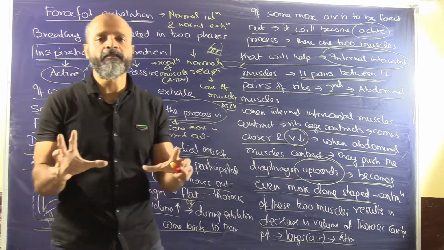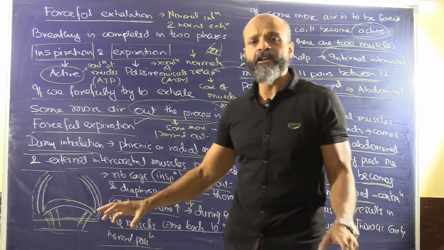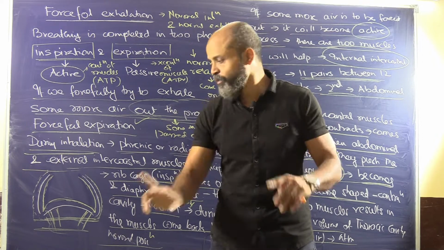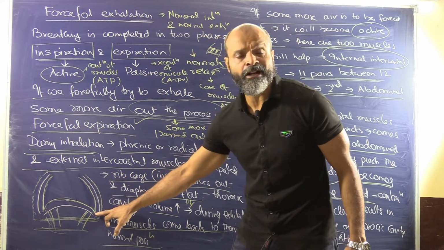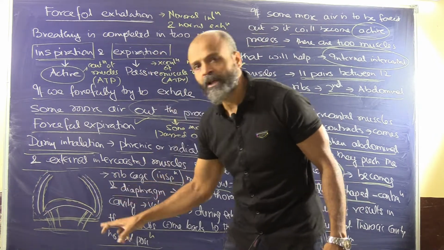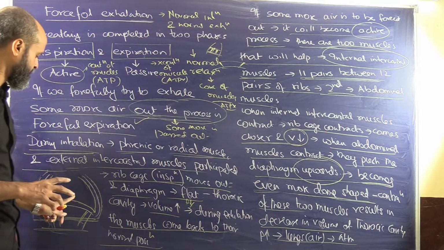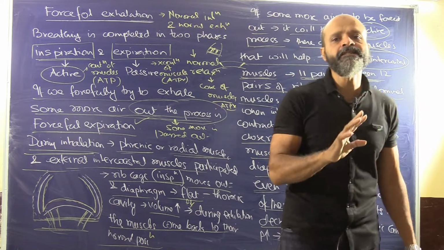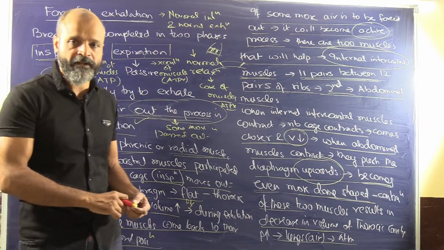In expiration, what happens is these external intercostal muscles and the phrenic or radial muscles relax. So obviously the chest cavity goes back to its normal position, with the diaphragm being dome shaped and the thoracic cavity again condensing. So this volume now becomes less, because of which the pressure becomes higher and hence air is rushed out, because the pressure inside the lungs is more than the atmospheric pressure.